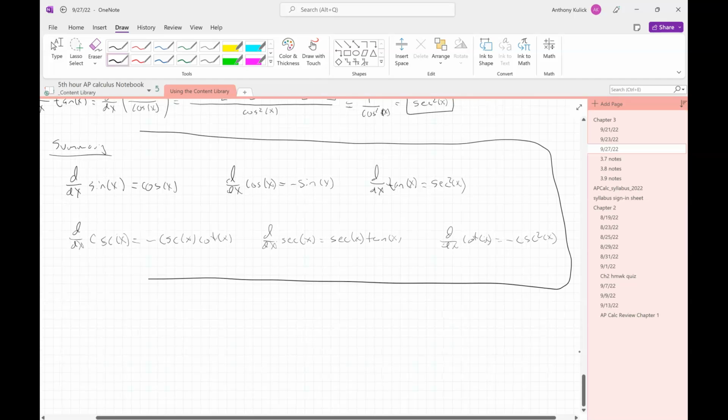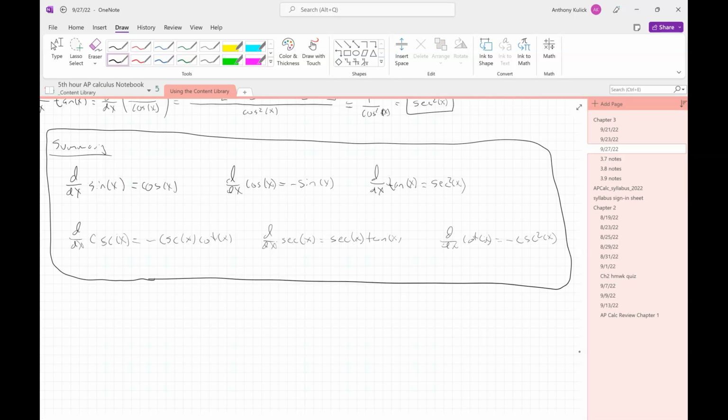Mr. Kulik, should I memorize those? Yes. Oh, goodness me, yes. Absolutely have to have those memorized. Like all these derivative shortcuts, could you do these things without the shortcuts? Yes, but come the AP exam, do you have time to not use the shortcut? No.